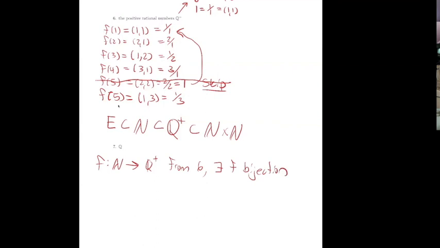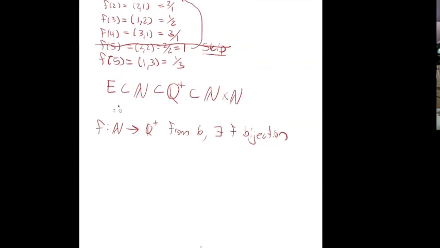So from 6, we saw that there is some bijection f that maps from the natural numbers to the positive Q's. And so now what I want to say is, well, can we somehow come up with a bijection g from Q plus to Q, and then we can just define our bijection from N to Q by saying, first we do f, and then we do g, right? We could compose those two functions together.